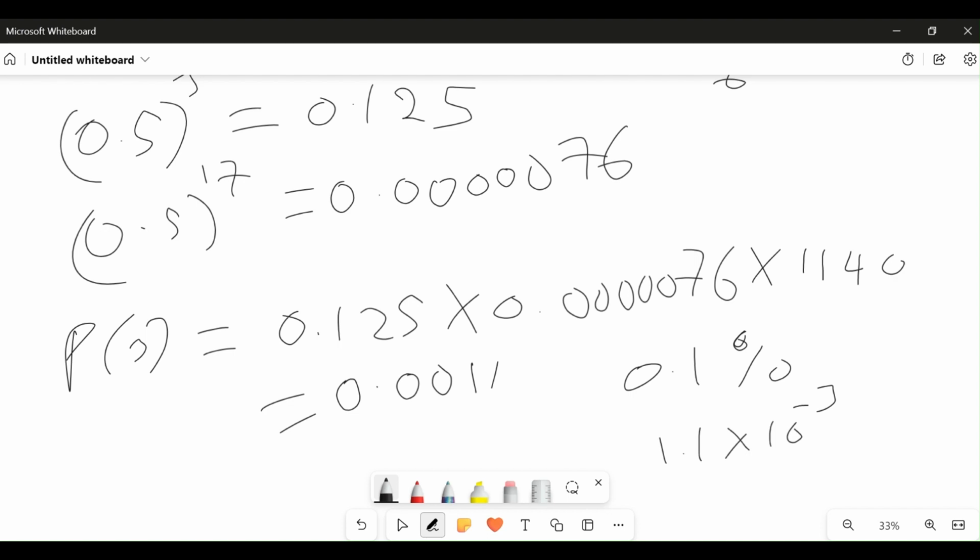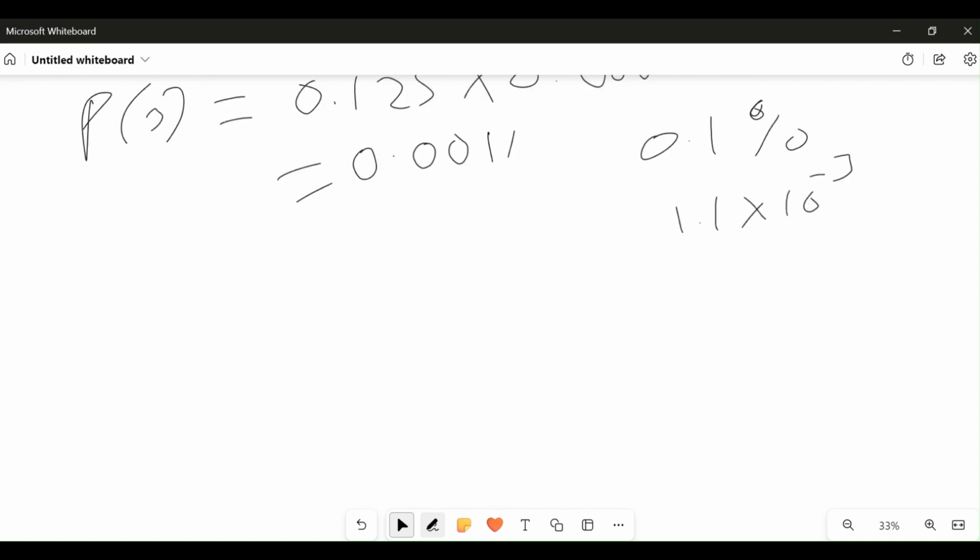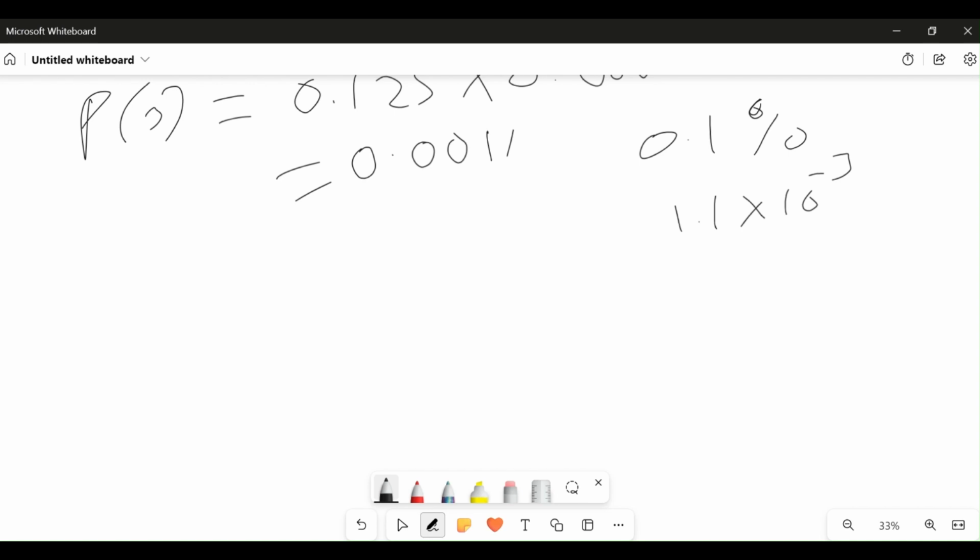But that's not what we have to find. We have to find probability of less than 5. That's what we have to find. So we found 3. What is left for us to find is 4. So what's the probability of only 4 students taking Post 101?